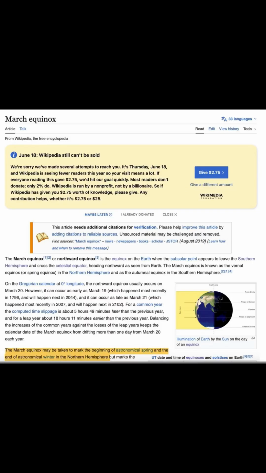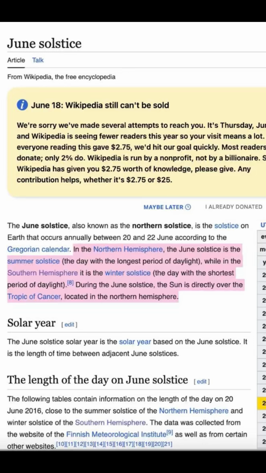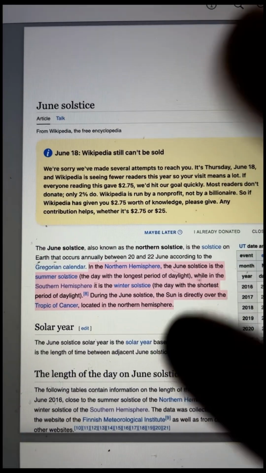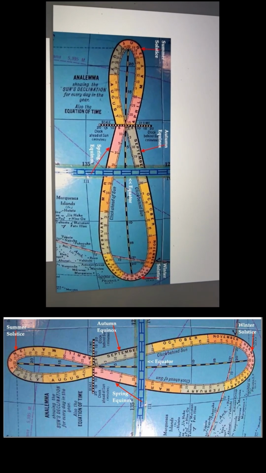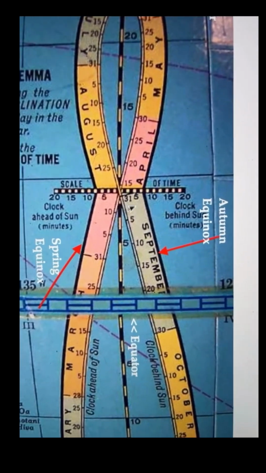Whereas we have the summer solstice and the winter solstice, which are a little bit different. The summer solstice is the day with the longest period of daylight and the shortest night of the year in that hemisphere. If you live in the southern hemisphere, so if you live opposite to us, in Australia or South America, Antarctica, then this would be opposite. So it flip-flops.